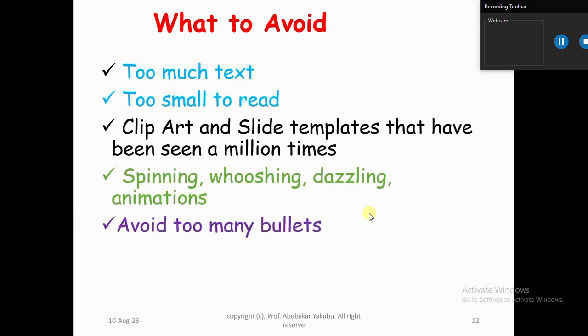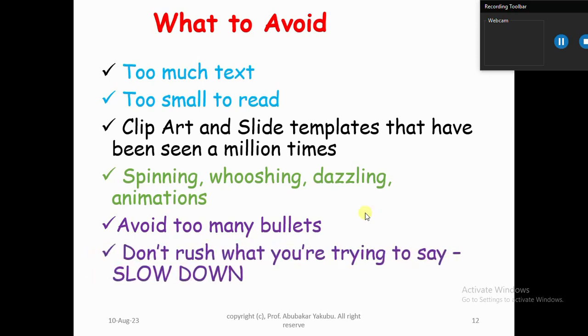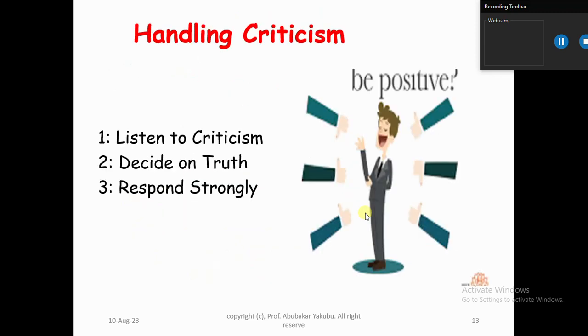Avoid too many bullet points. Yes, even if we advise you to use bullet points, they tend to be overdone. Use little, not much. Don't rush what you are trying to say. Slow down. Handling criticism.